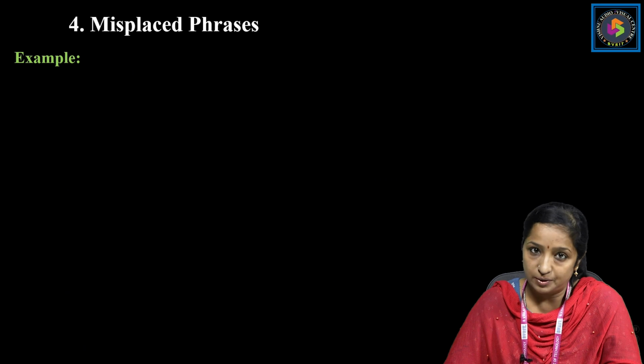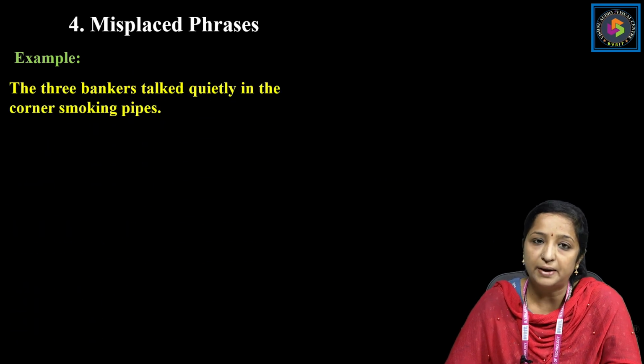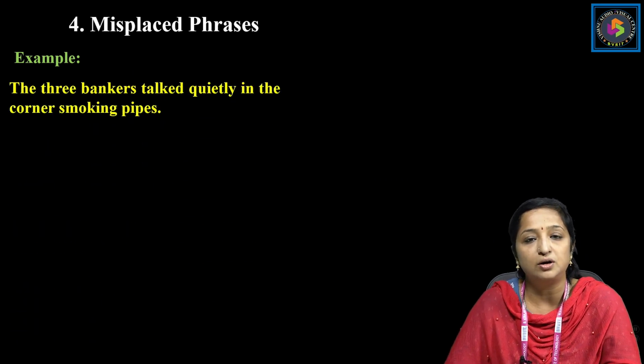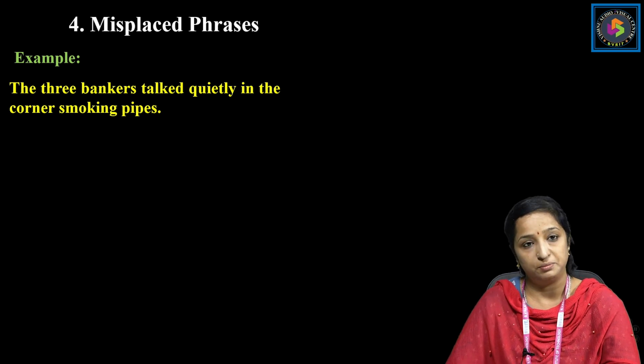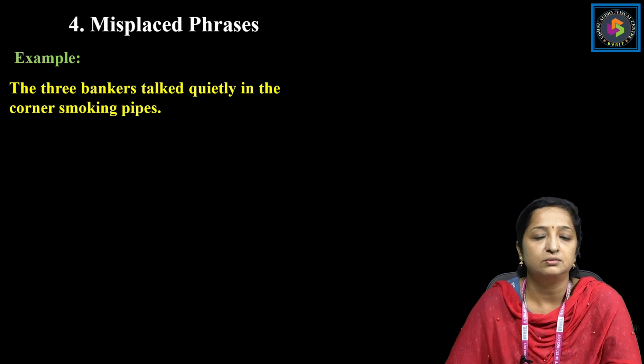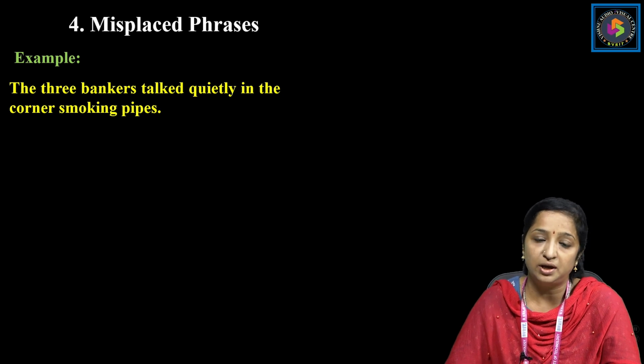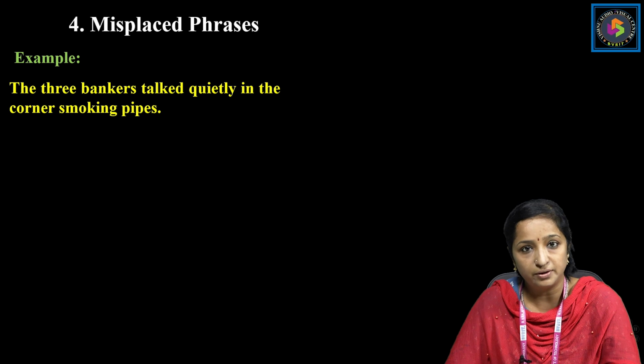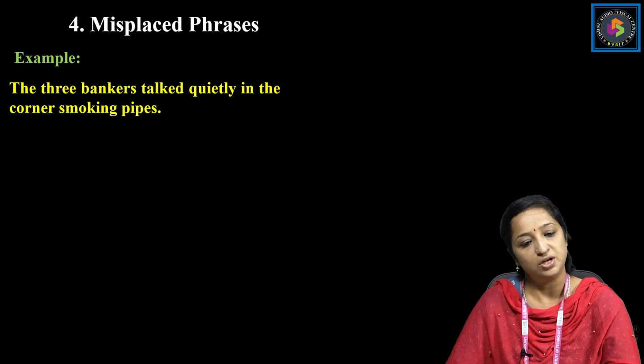Let us go with one more example. The three bankers talked quietly in the corner smoking pipes. With this sentence, we are able to know that the bank has a corner where in that corner, it has smoking pipes.